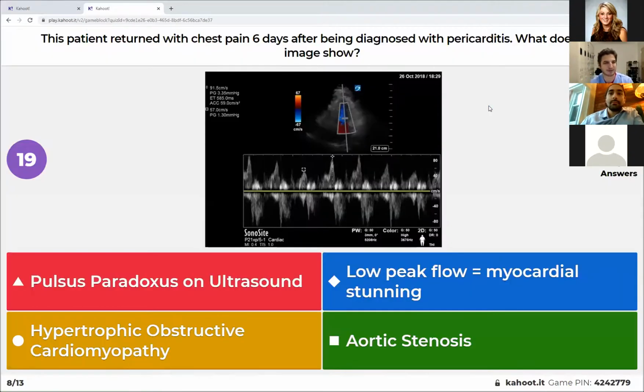But this is a patient who had chest pain 6 days ago, and they were diagnosed with pericarditis. Echo at the time was normal. They actually went to the cath lab, and the cath lab was normal. And they came back saying, "I've got chest pain. It's exactly the same." And then you see this: is it pulsus paradoxus? Is it stunning? Is it HOCM or AS?